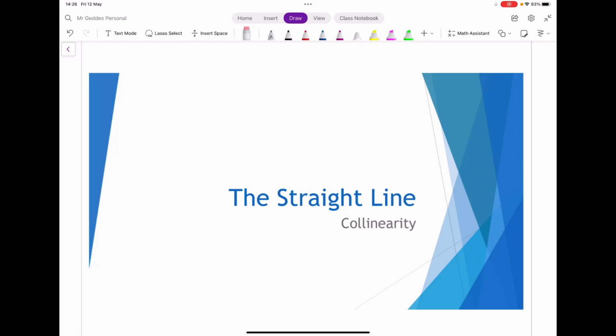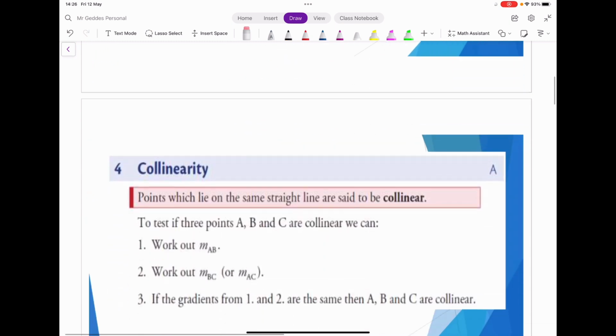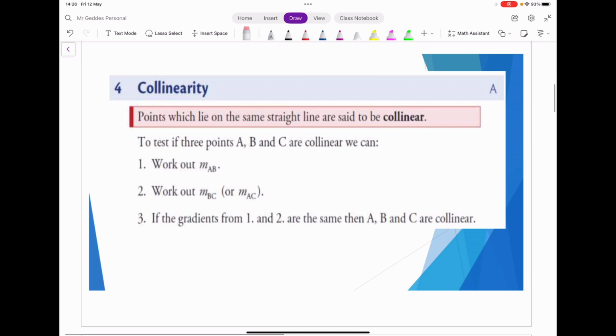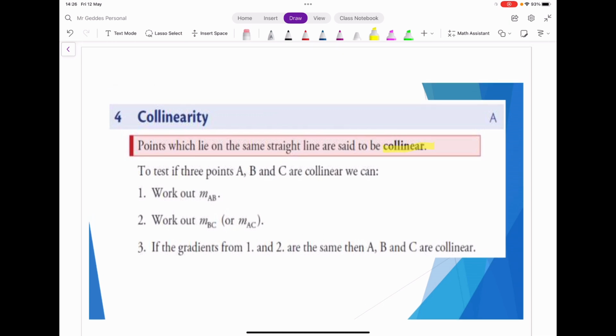Welcome to the next lesson in the straight line, which is called collinearity. In this one, we'll be looking at whether 3 points in a line are collinear, which means basically in a straight line or on a straight line with each other. And remember this word collinear, because you'll need to be able to make a statement at the end of the question to say whether or not lines are collinear.